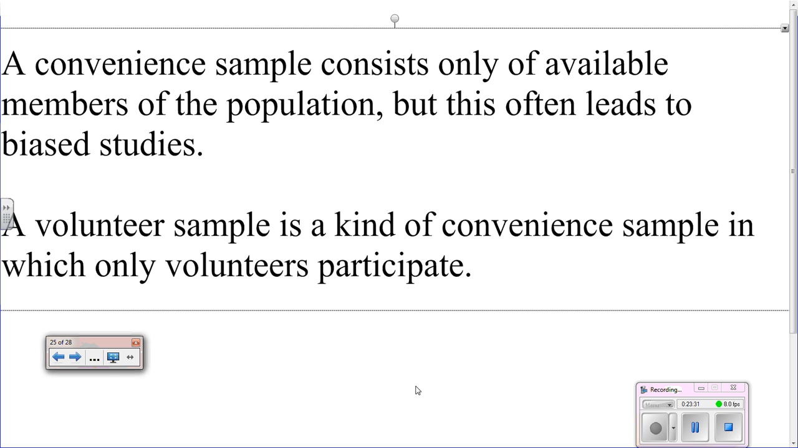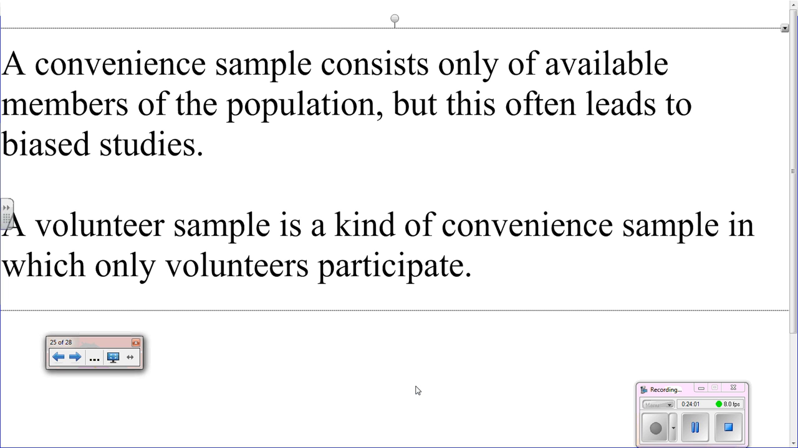If I went there and I asked the population that, do you think there should be stricter gun control laws? The majority of the people are probably going to say yes. So it's convenient for me to go there, but it leads to a biased study. It's convenient for me to go there because a majority of people are going to want to answer this question. But we know what their response is going to be ahead of time.